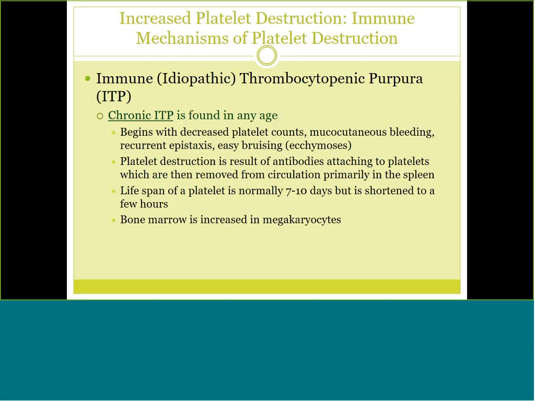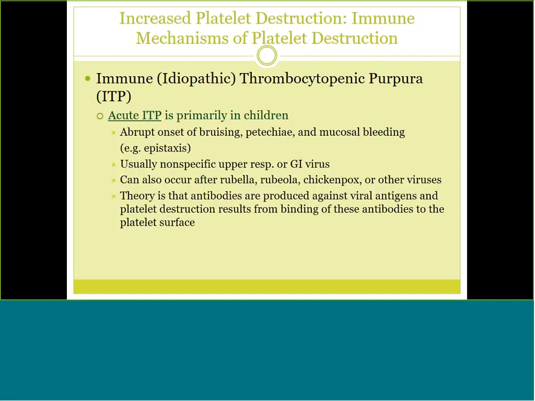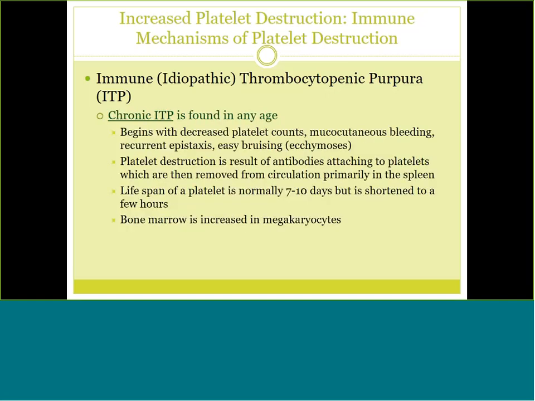Whereas chronic ITP is more any age. So acute was more children, chronic can be any age, adults. So again, same sort of bleeding symptoms, mucocutaneous bleeding, all of that stuff. Again, it's due to antibodies attaching to platelets and destroying them. So this one isn't as easily linked as the acute one with the virus deal, and that's where the idiopathic part comes in.